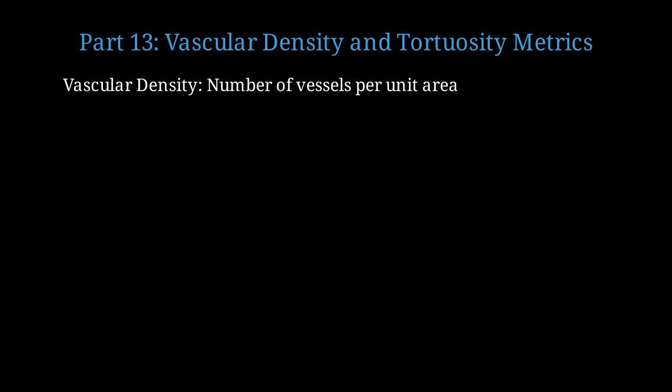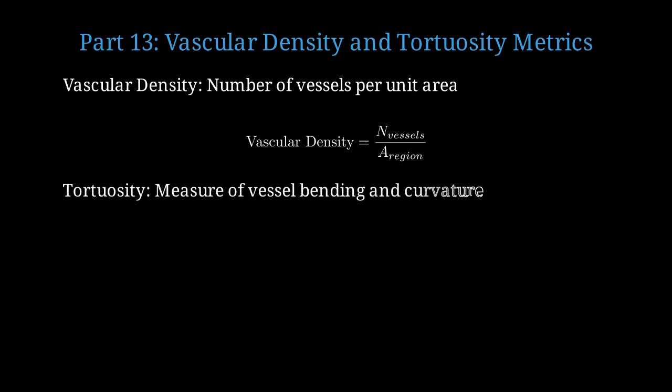Superresolution imaging provides quantitative metrics of vascular density and tortuosity. Vascular density is the number of vessels per unit area, reflecting angiogenic activity. Vascular density equals the number of vessels divided by the region area. Tortuosity is a measure of vessel bending and curvature associated with disease progression. Tortuosity equals vessel length divided by straight line distance.